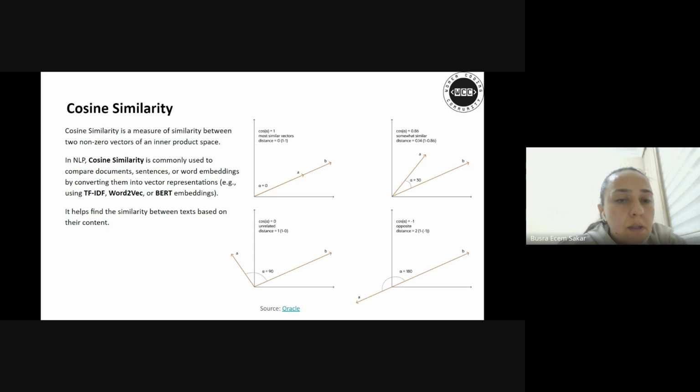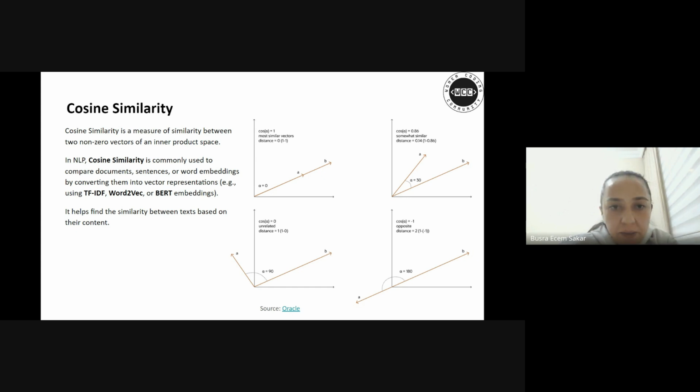And it's especially important when we convert text into numerical vector representations using methods like TF-IDF, Word2Vec, or BERT embeddings. Cosine similarity allows us to compare these vectors and understand the degree of similarity between them. Let's look at the image for visual understanding.